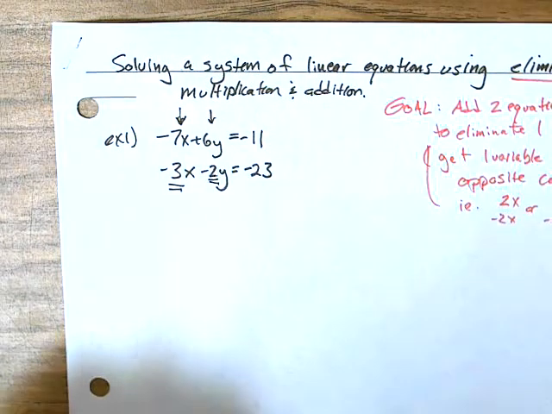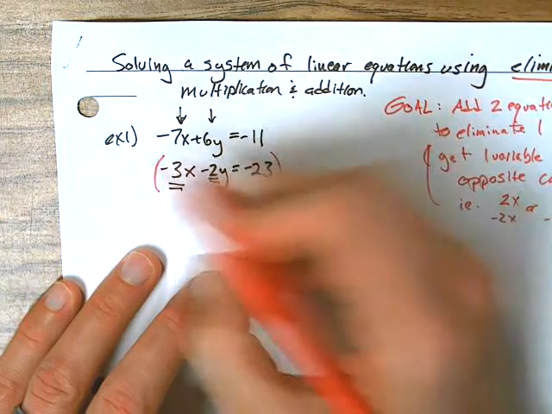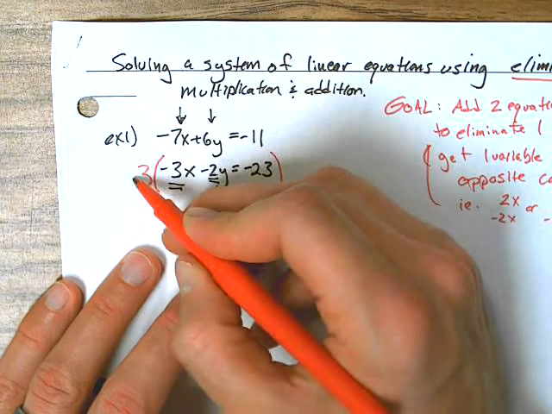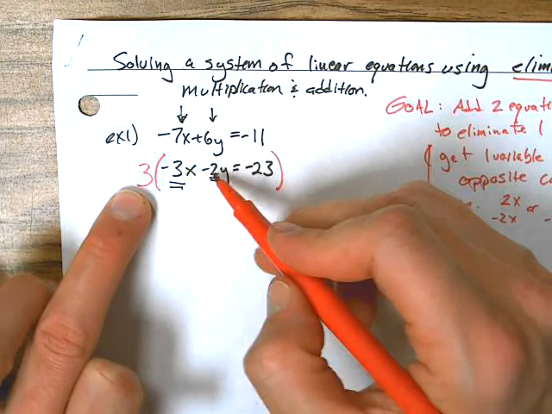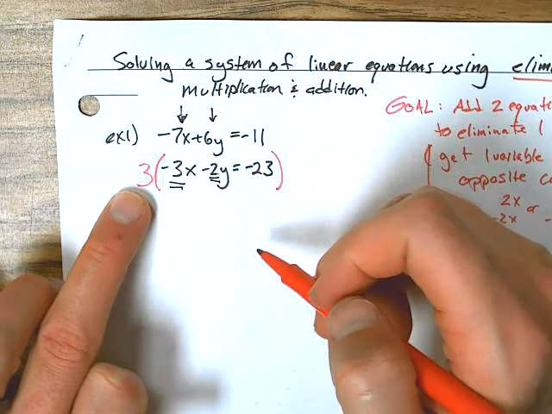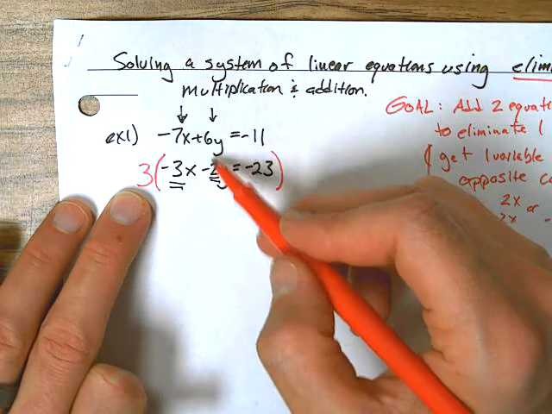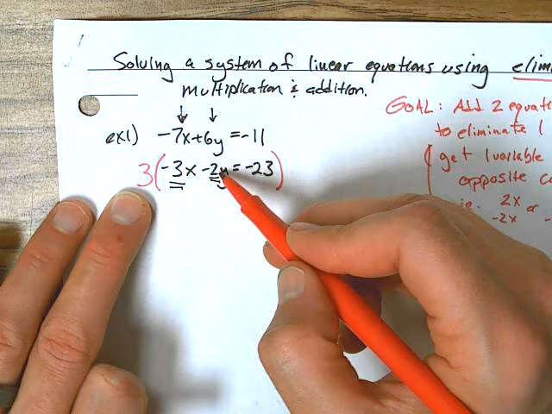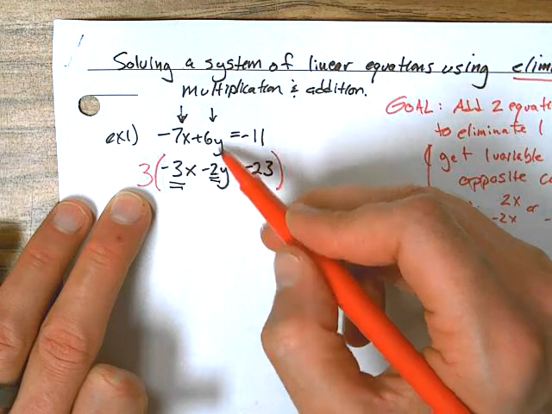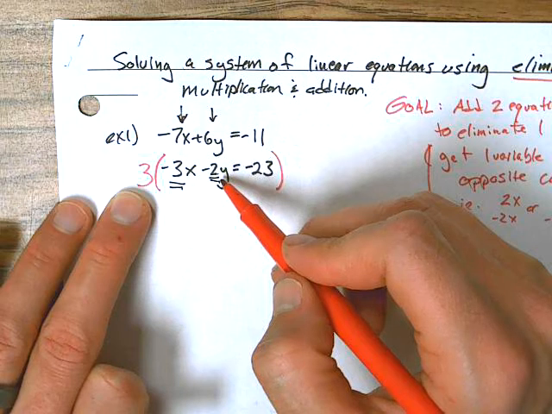So what I'm going to do is multiply this entire bottom equation by a positive 3. I'm not doing a negative 3 because I know 3 times negative 2 is going to stay negative 6 to add with a positive 6 to cancel. So the goal is to get opposite coefficients, and I know I got 6 and negative 6 in my target for y, and I'm going to make that happen by multiplying the bottom one by a 3.